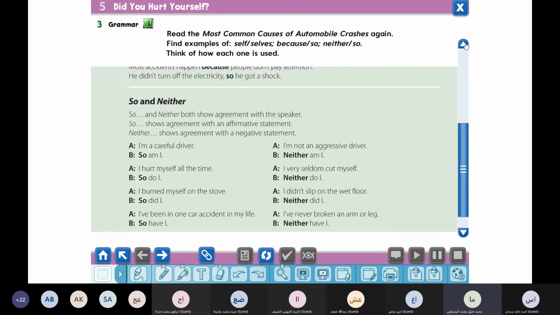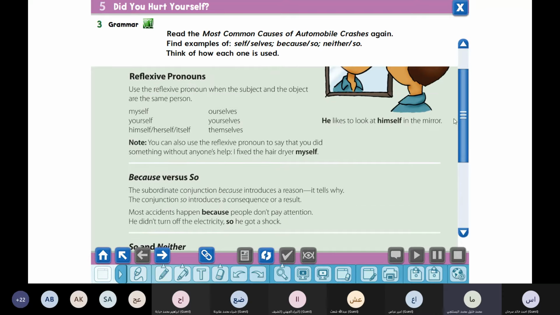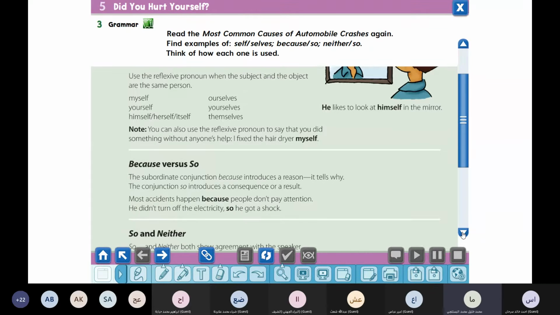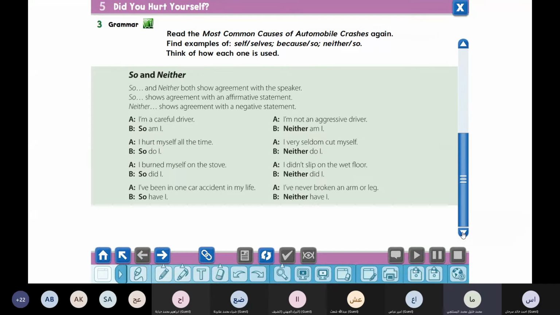Here we have three structures. The first one is reflexive pronouns. The second is because and so, and the difference between them, conjunctions. The third is the agreements, the ways that we agree with the speaker. Here we have so with affirmative sentences if you want to show the agreement, and neither with negative sentences.